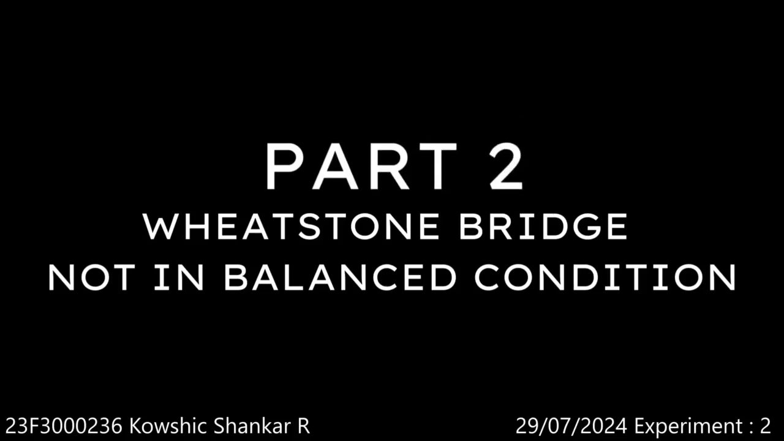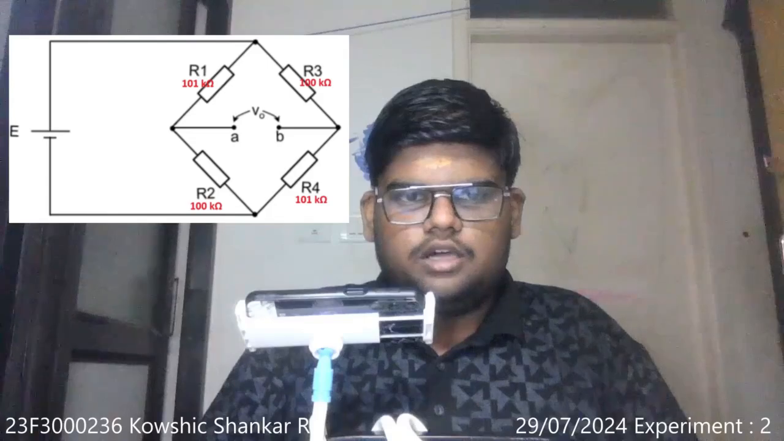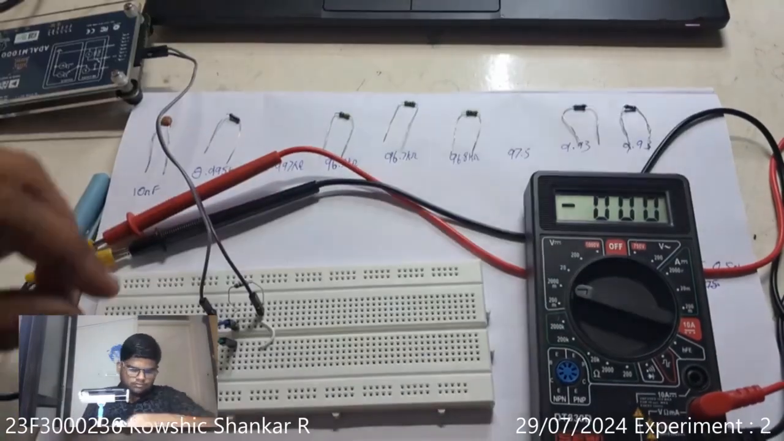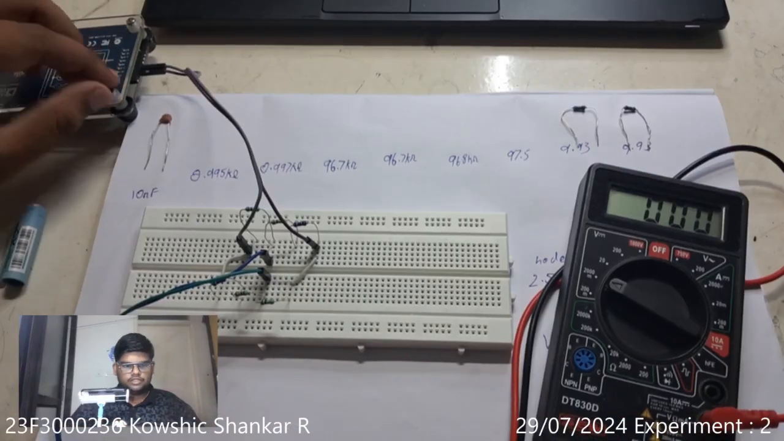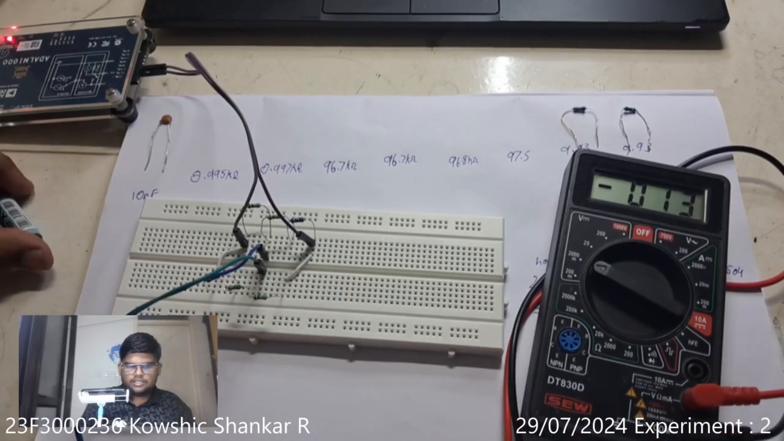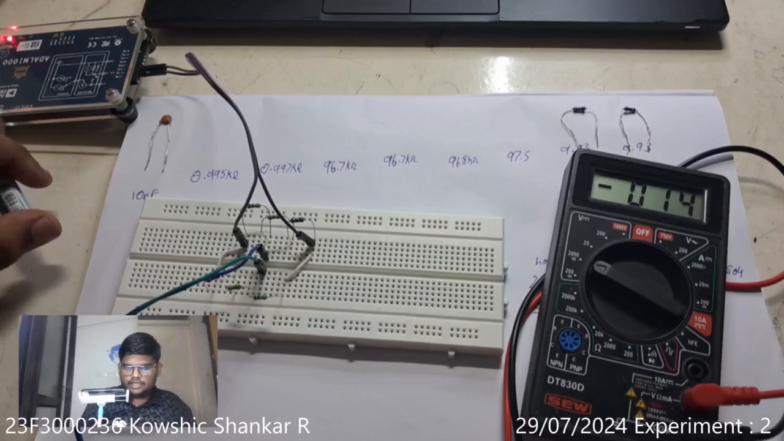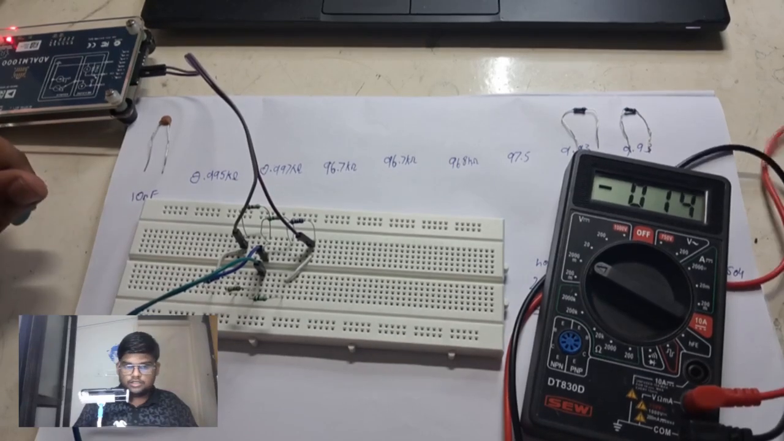This experiment will show that even a small change in the resistance can lead to a change in the output voltage. I have finished the circuit and I am going to give the input. You can see as the circuit is not balanced, there is a slightly increased voltage, though it is in millivolts, because the 1 kilo ohm resistor is much smaller than the 100 kilo ohm resistor. This is the output voltage.